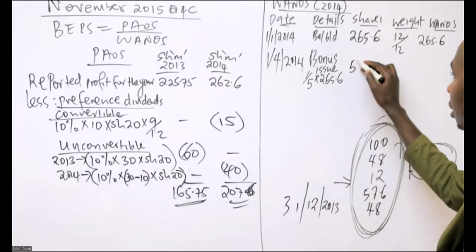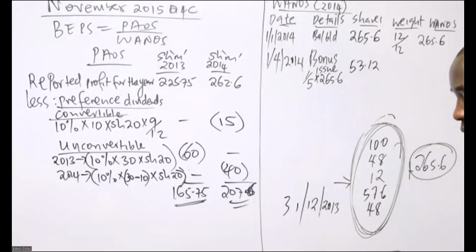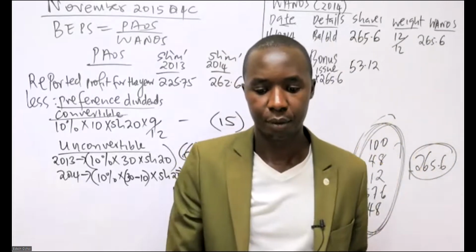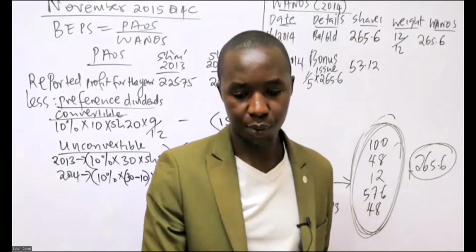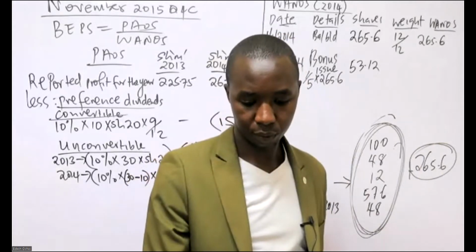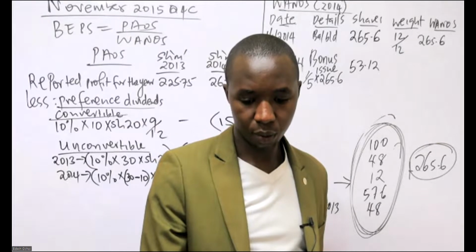So this is 53.12. How do we weigh? Am I supposed to weigh from April or from January? So that one.